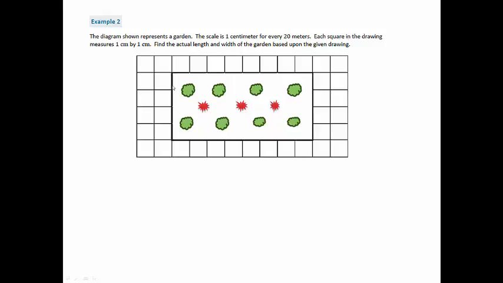So we're looking at the garden here. That's this part with the green bushes and the red. I'm not sure what those are. We don't care about the squares around it. This is just the grid that they're putting the picture of the garden on.